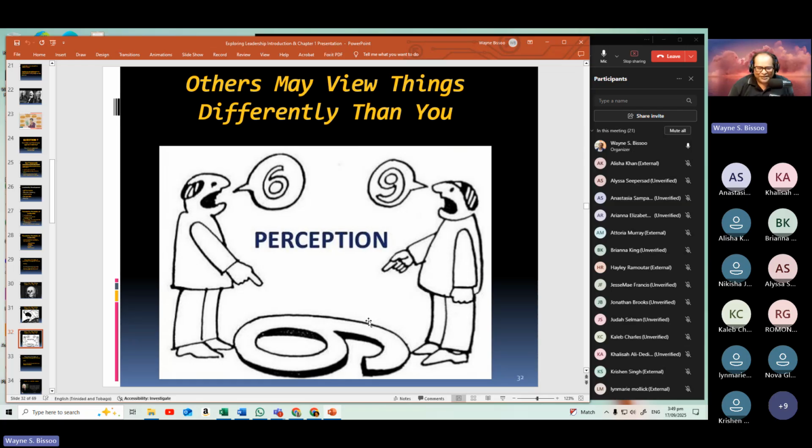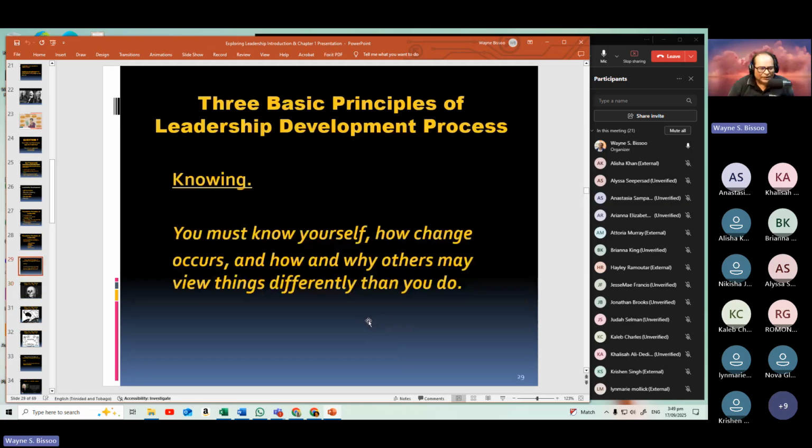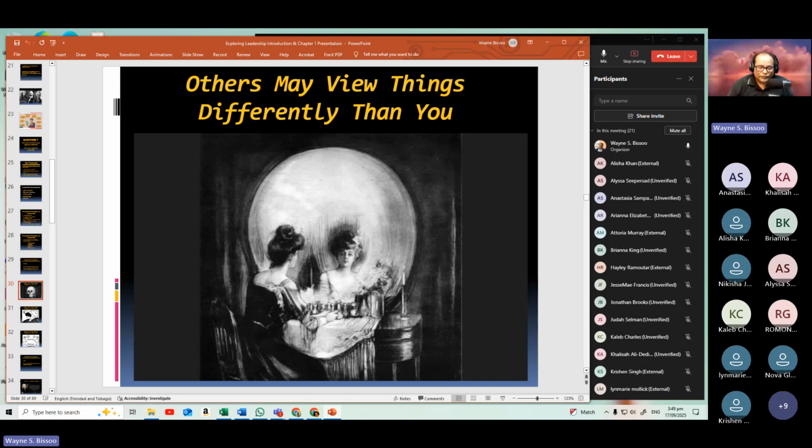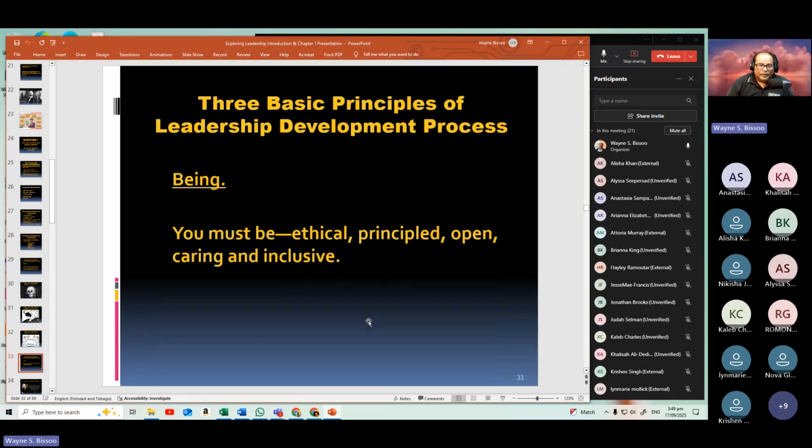That makes sense? So, again, remember we said this is the knowing element. We must know who we are, how change takes place both in ourselves, primarily in ourselves, that's where we have to focus our attention, and why people see things differently than the way we do. All right? The next aspect of the three principles is the being part.